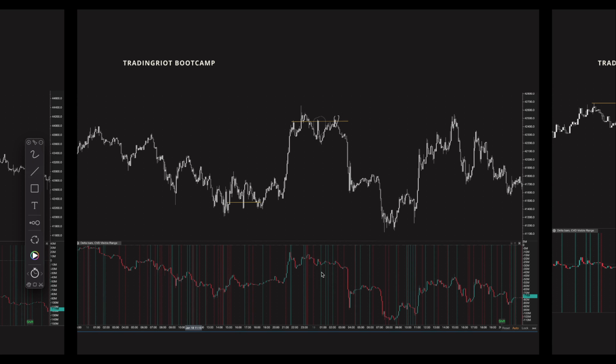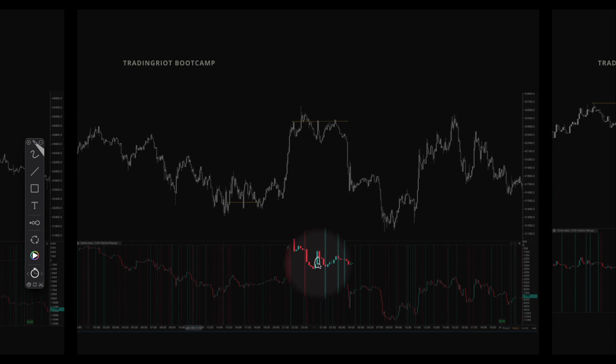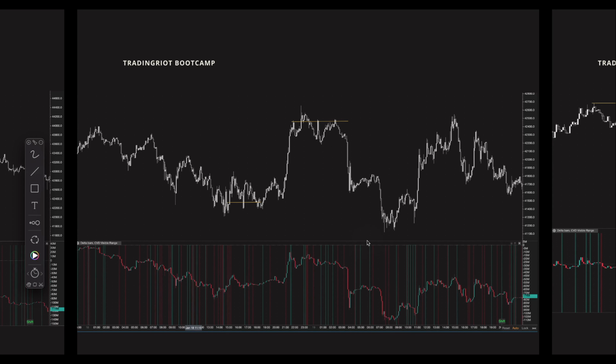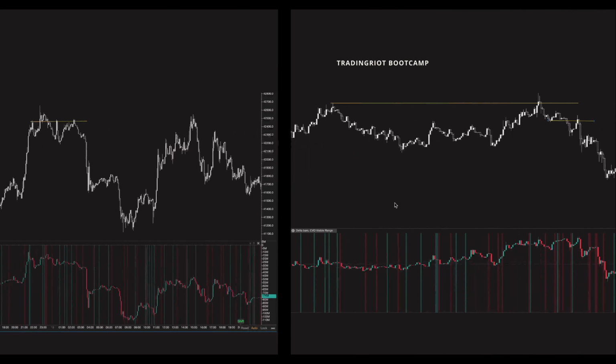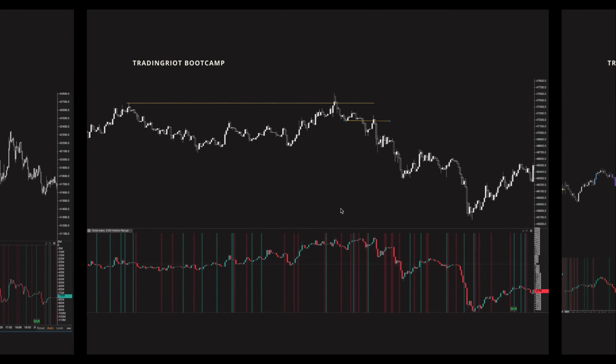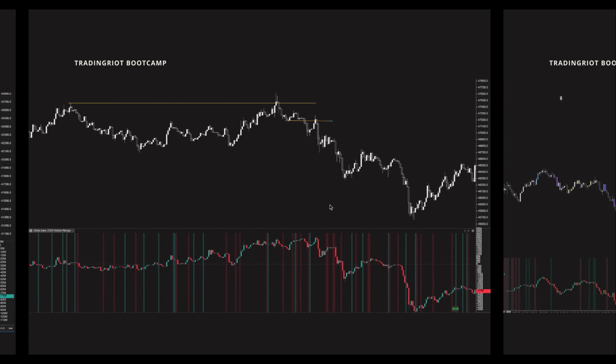You can see this is not a CVD divergence, but you can see these large buy candles right into this yellow level, and market is not going anywhere, and it's just going to flush lower. Okay, so for this example, what do we have here?